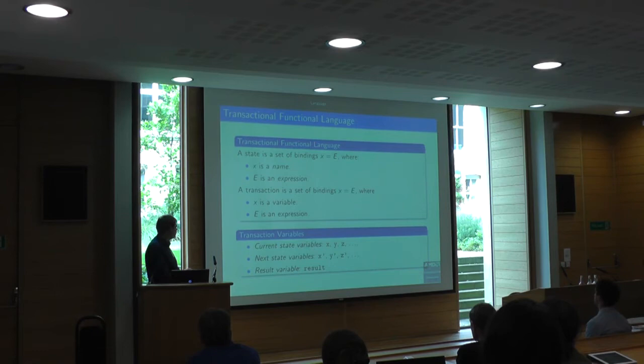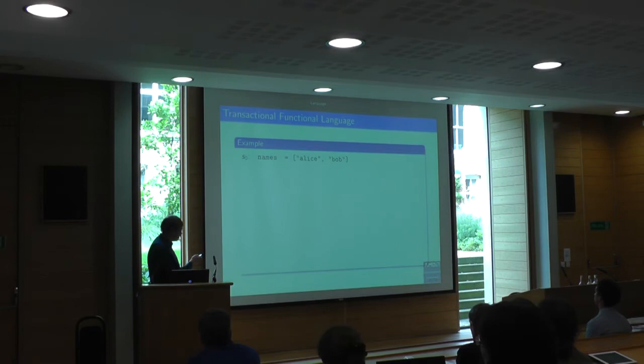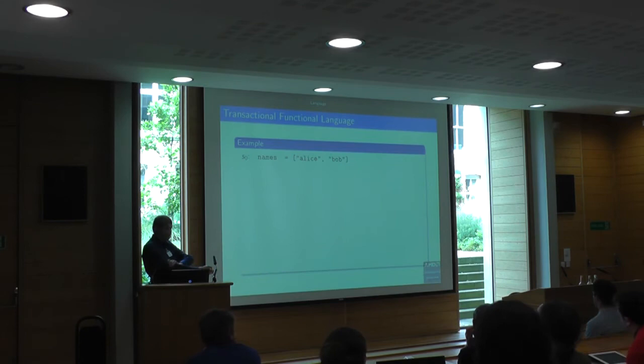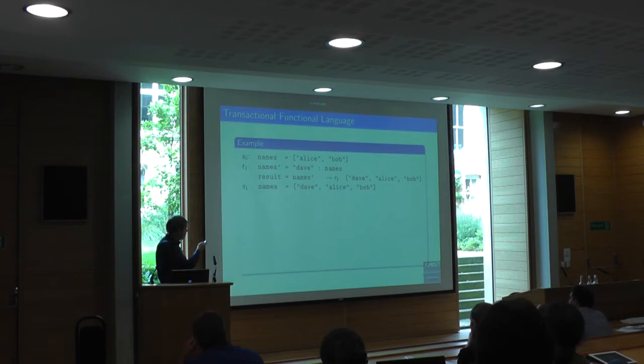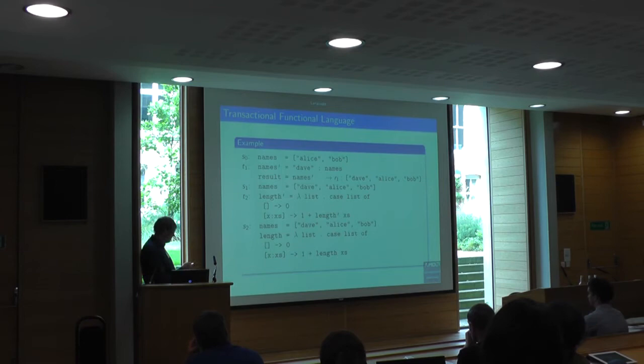Here is an example. We have a state with a binding from names to a list, Alice and Bob. We could have a transaction which inserts a new name, Dave, into this list, and assigns it to the next state's names. We also want to know what's in the next state's names. When you compute this, you get this result, and after the transaction, you have this state. You can also put functions in the state, not just data. So here is a function that computes the length of a list, put in the state. Then we have a transaction which uses the function in the state to put the length of the names as a result. So this is basically the language we developed, and I'm not going to talk about how we implemented this.